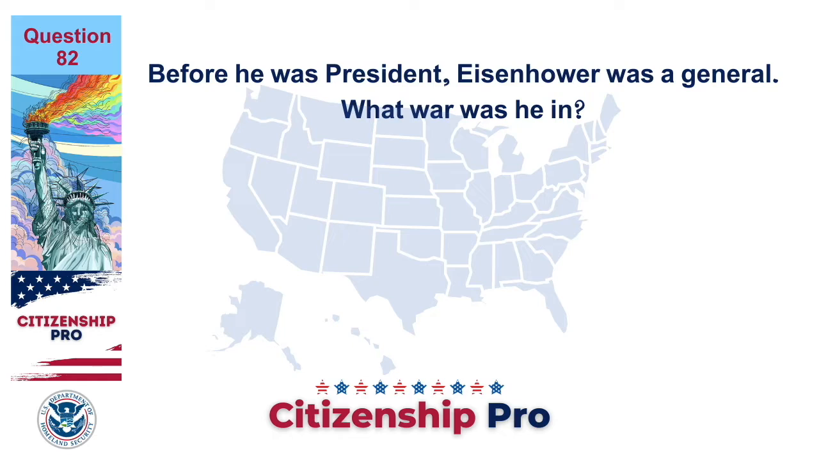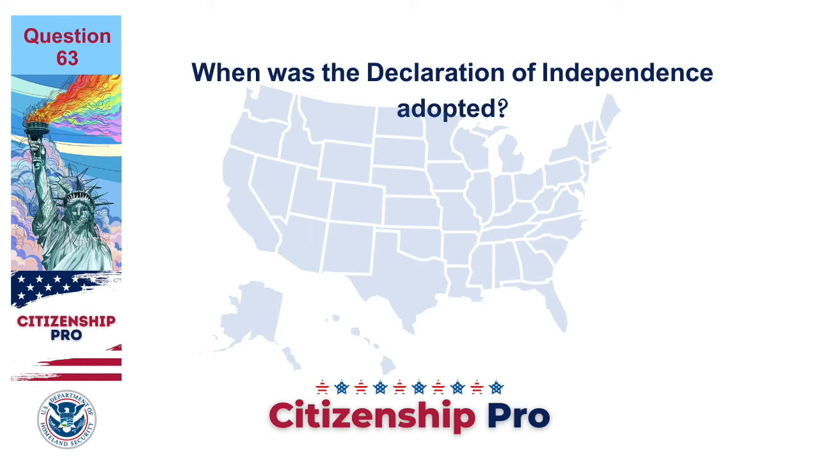Before he was president, Eisenhower was a general. What war was he in? World War II. When was the Declaration of Independence adopted? July 4th, 1776.